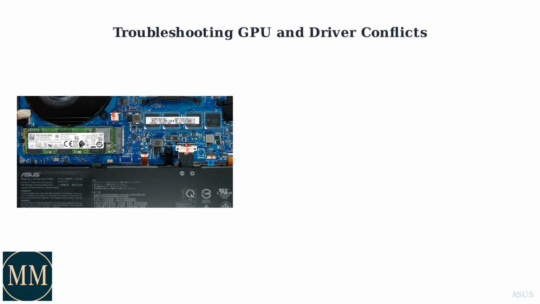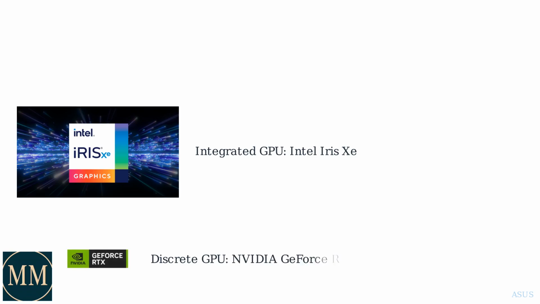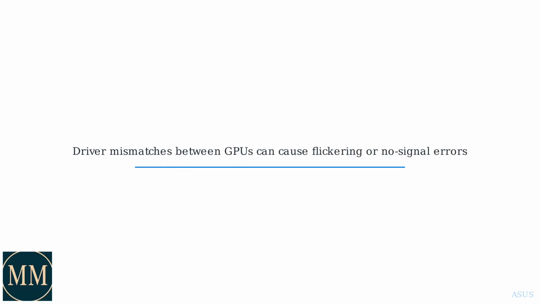GPU and driver conflicts are a major cause of display issues in ASUS ZenBooks. These laptops often use both integrated and discrete graphics processors. ASUS ZenBooks typically feature an integrated Intel Iris Xe GPU for basic tasks and a discrete NVIDIA GeForce RTX GPU for more demanding applications. When drivers for these GPUs conflict or become outdated, it can result in display problems like flickering screens or no signal on external monitors.